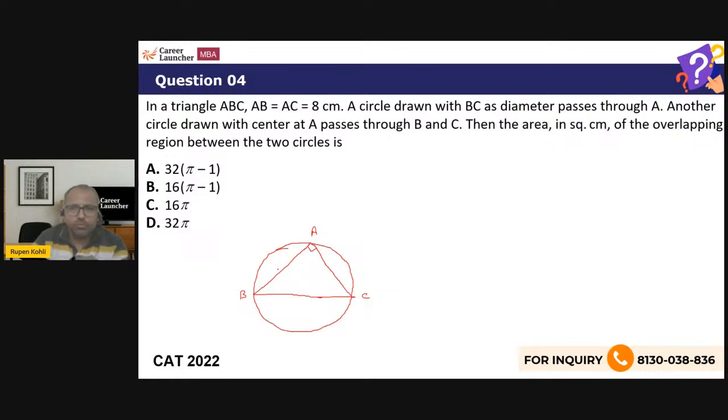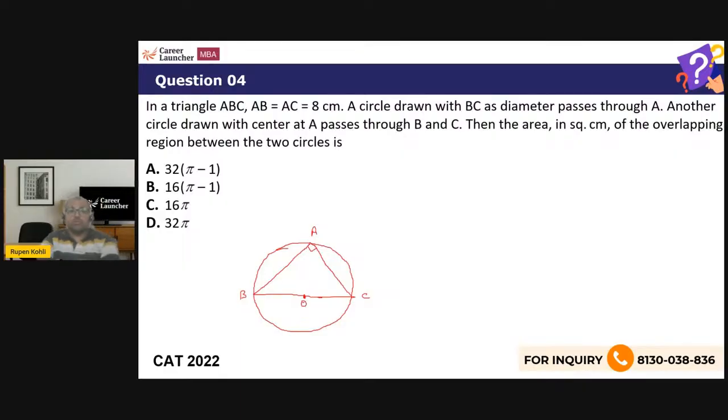Now, another circle is drawn now. This is the first circle. Another circle is drawn with center at A. You see the center of this circle is here, the midpoint of BC. Call it some point O, right?